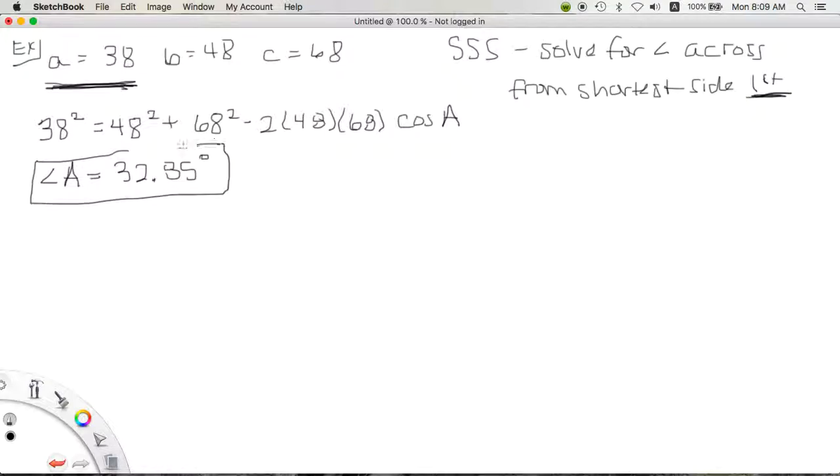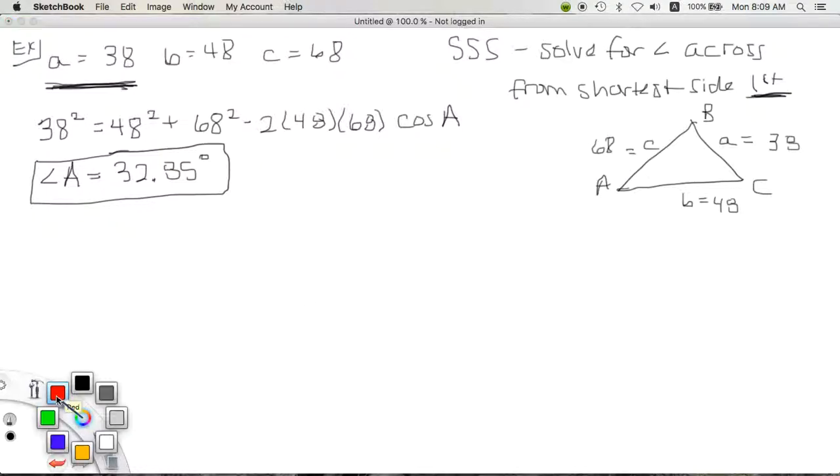Alright, now once we have this angle here, remember we're not drawing these triangles to scale, we don't know if they're obtuse or right or whatever. Then we can see what we've solved so far. So we solved for this angle here, and now we have a side, angle, side situation if we want to use that, and we can use our law of sines to finish this problem up.